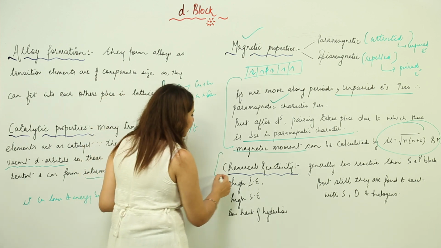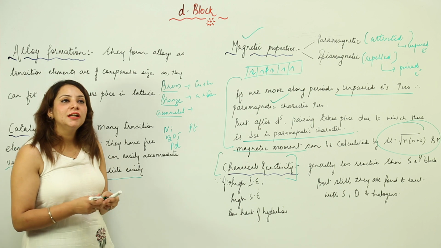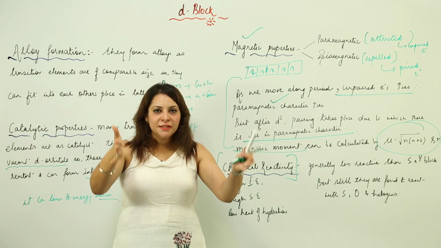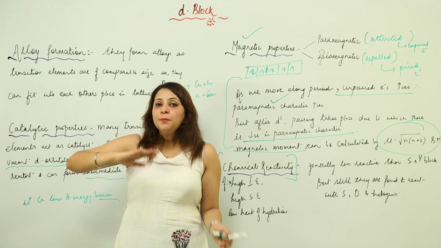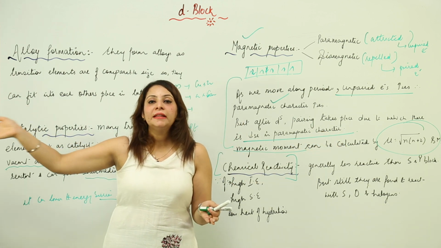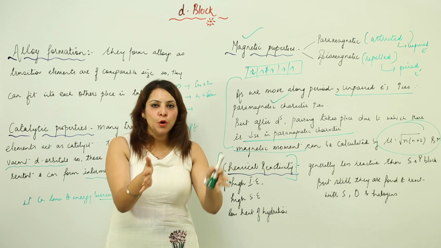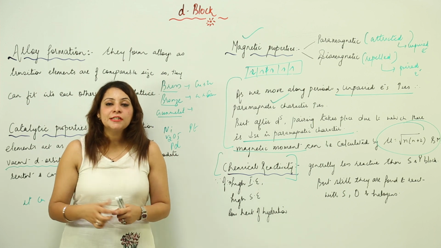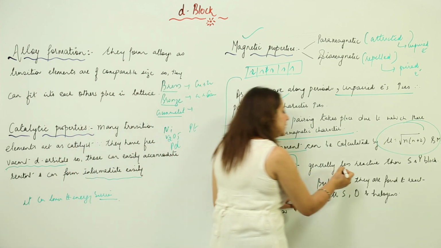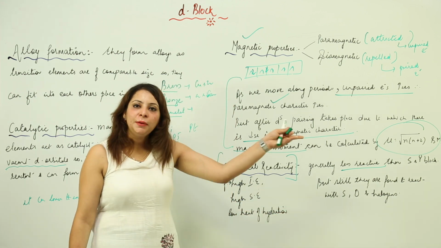Likewise, we have chemical reactivity also, as one of the properties. We have seen that we have d block elements here, we have s here and p this side. If we compare our d block elements with the s block, they are of smaller size, and if we compare with the p block, they are of intermediate size. So what we actually observe, if we talk about their reactivity, is that they are generally less reactive as compared to both s and p.